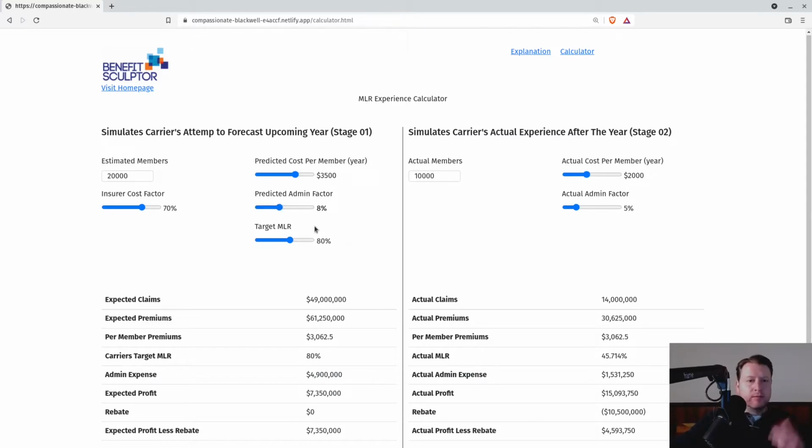Now the MLR target, I've put this on here so we can ask questions about alternative MLR structures, but the law says 80% for individual market and small group, and if you wanted to go to a large group, you can push it up to 85% if you want.